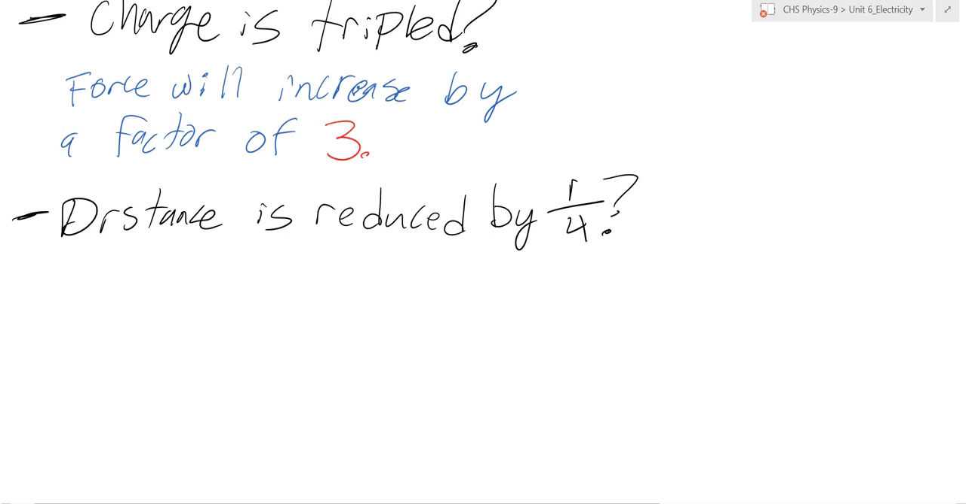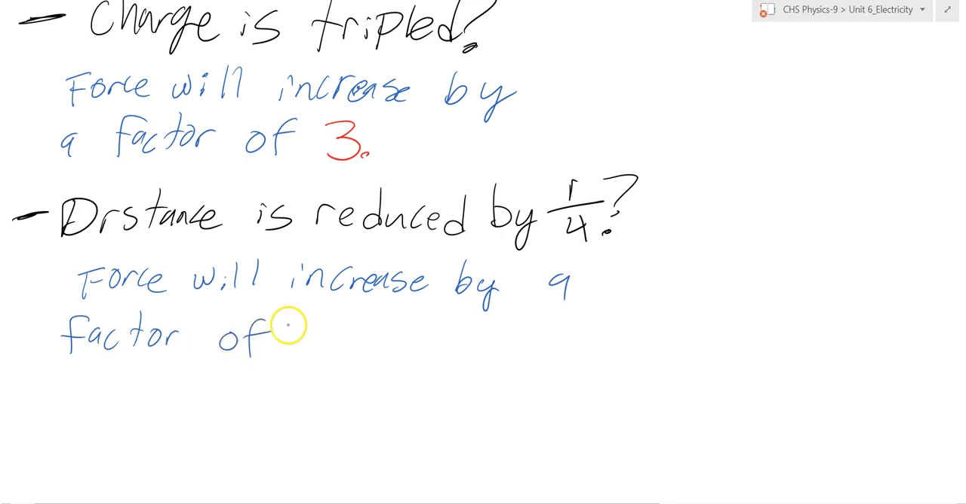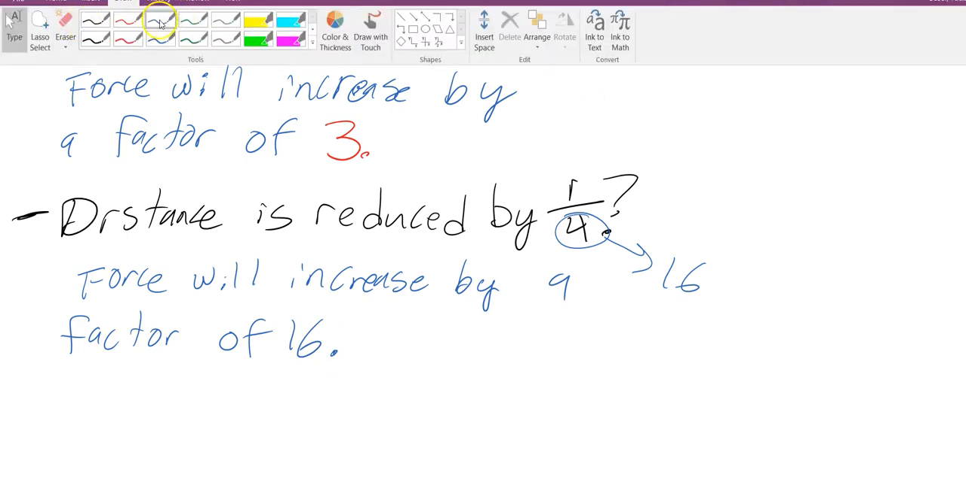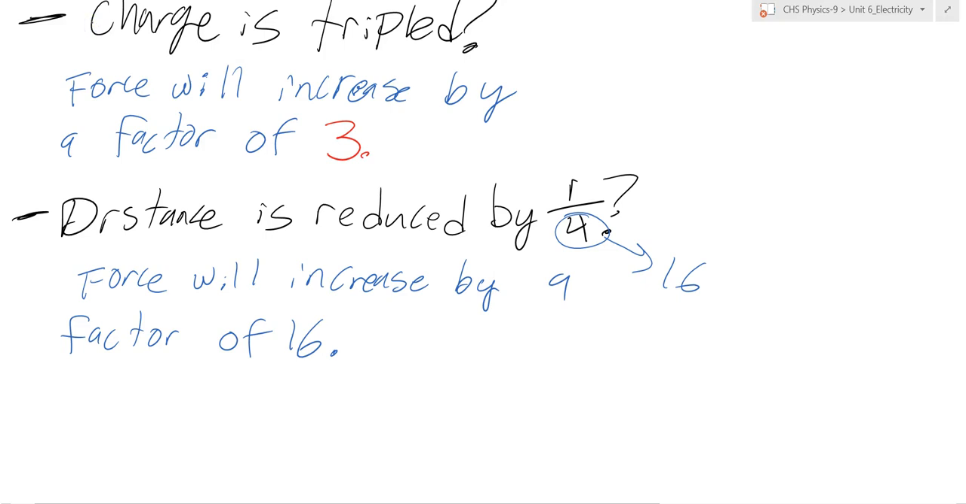So the distance is going to decrease. So that means force will increase by a factor of not 4, but 4 squared, so 16. Force will increase by a factor of 16. Okay, and then I've got one last example.